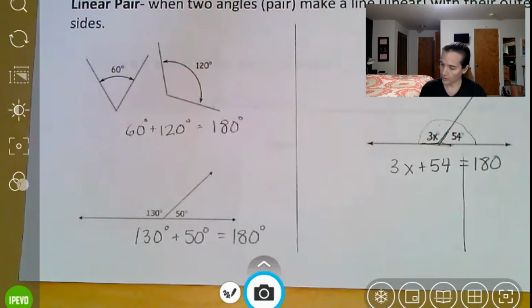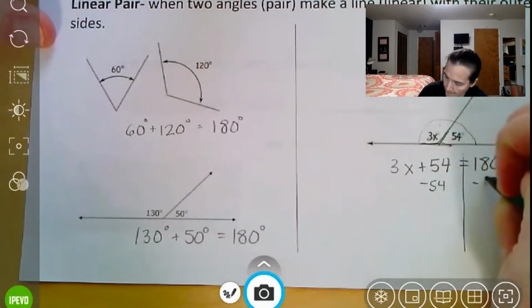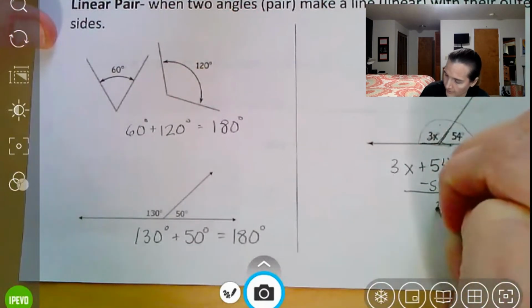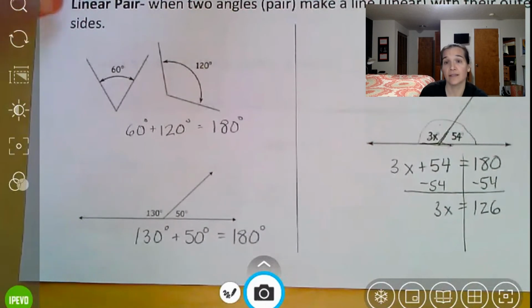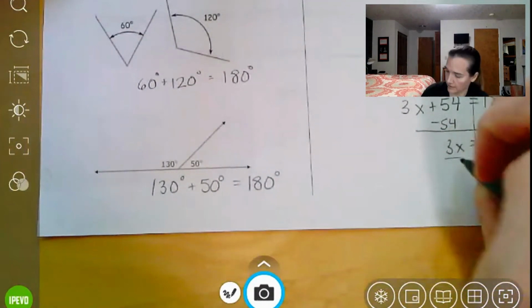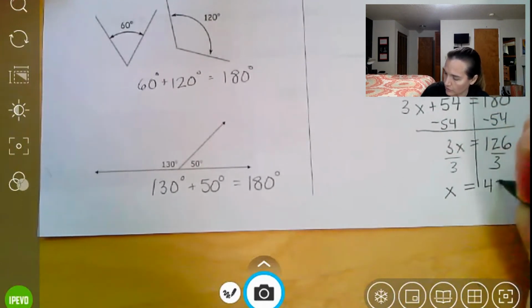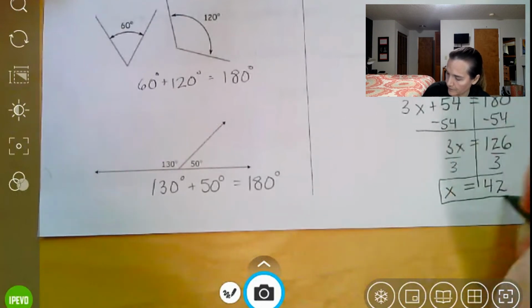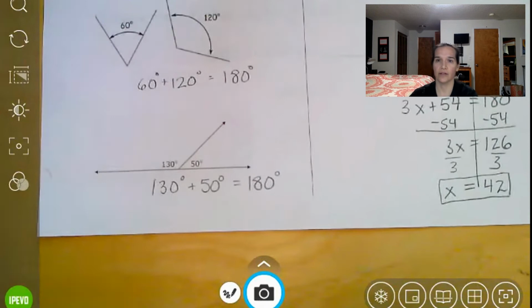And so with that done, we can go ahead and solve our equation. So we're going to start out by subtracting 54 to both sides. And we get 3x equals 126. And then last step here, we're going to divide both sides by 3. And we get x equals 42. And so that is the value for x in this one.